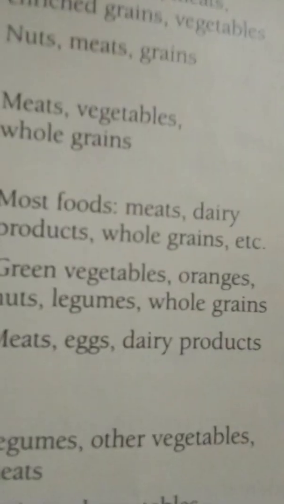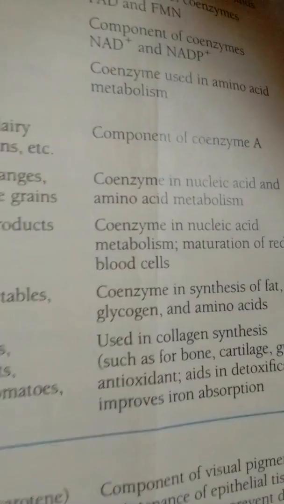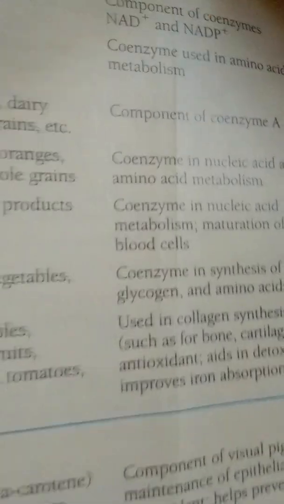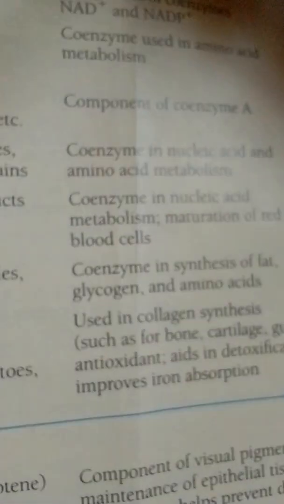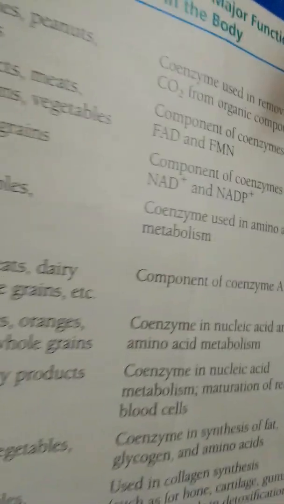Molybdenum, Mo: legumes, grains, some vegetables. Enzyme cofactor. Deficiency: disorder in excretion of nitrogen-containing compounds. Back to vitamin requirements of a human. Water-soluble vitamins: vitamin B1, thiamine, vitamin B2, riboflavin, niacin, vitamin B6, pyridoxine, pantothenic acid, folic acid, vitamin B12, biotin, vitamin C, ascorbic acid. Sources: pork, legumes, peanuts, whole grains. Coenzyme used in removing CO2 from organic compounds, and so on.